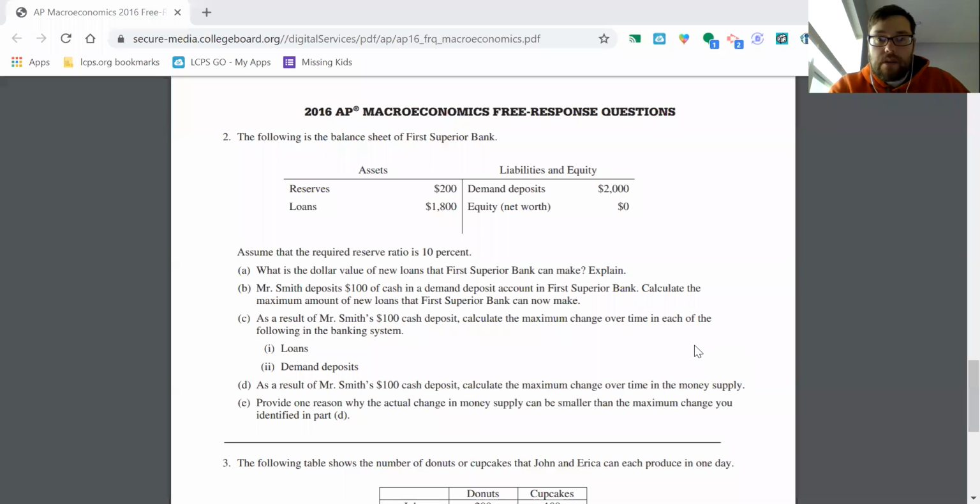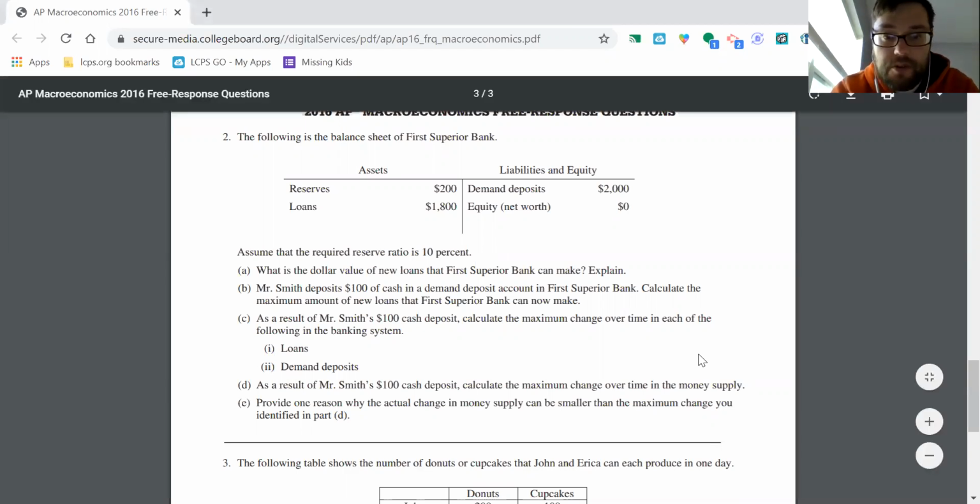Let's take a look at the 2016 Macro FRQ question number 2. This one deals with bank balance sheet. Right, there it is. Okay, so pretty straightforward question.